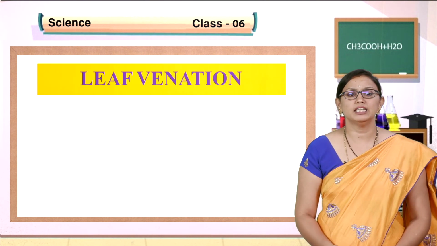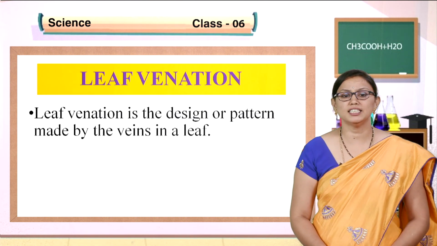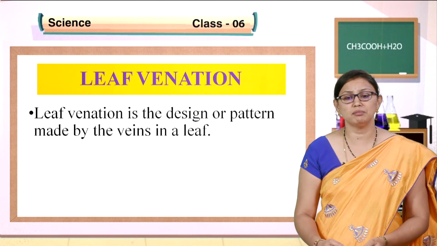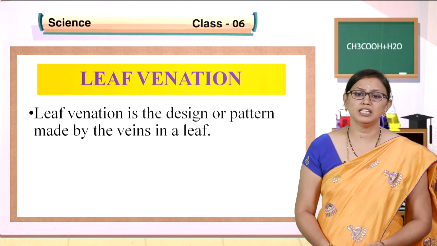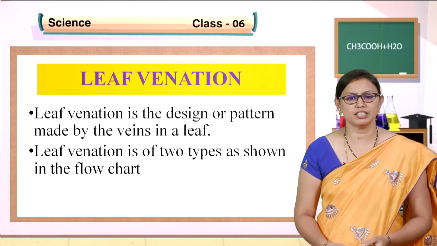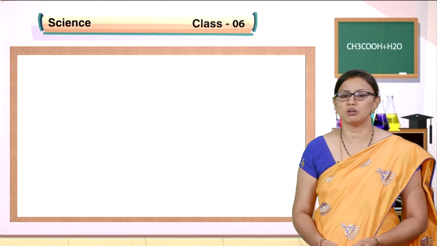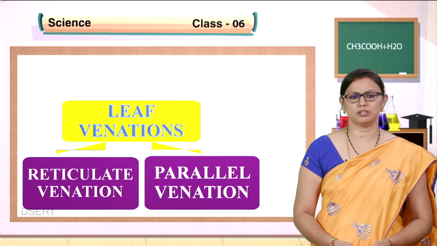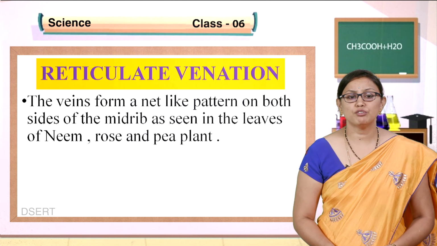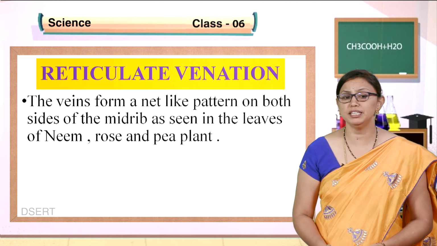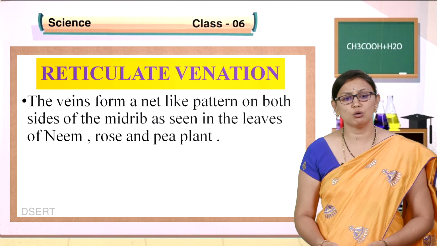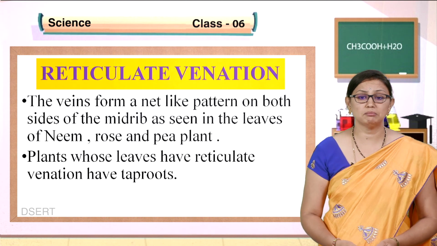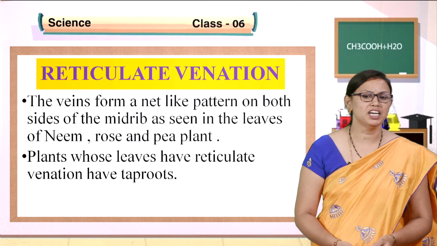Now, we will see the leaf venation. The leaf venation is the design or the pattern made by the veins in the leaves. Based on the leaf venation, we have two types, children, which are called reticulate venation and parallel venation. So, what do you mean by reticulate venation? The veins form a net-like pattern on both sides of the midrib as seen in the leaves of neem, rose and pea plants. The plants with reticulate venation have a taproot. So, remember, children, plants which have a taproot have reticulate venation.